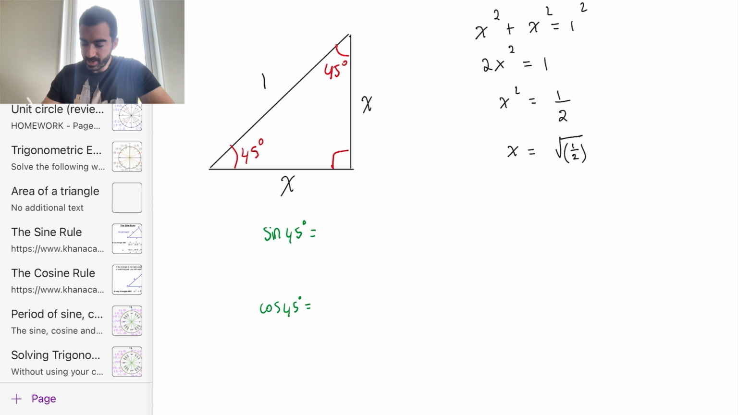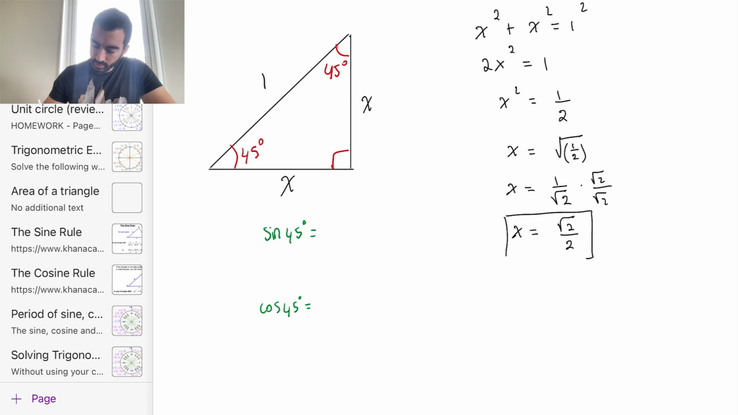I have plus and minus normally here, but I know that regarding distances, I'm only going to leave the positive sign. Okay, if I want to simplify this, that will be 1 over root 2. And if I don't want to have the denominator under the square root, I multiply by root 2 over root 2. Then I have x is equal to root 2 over 2. So x is root 2 over 2.